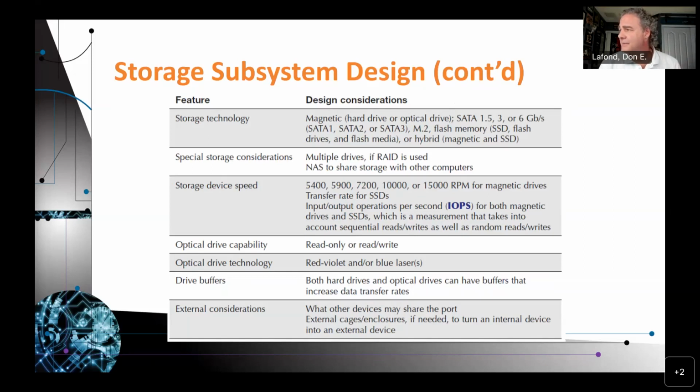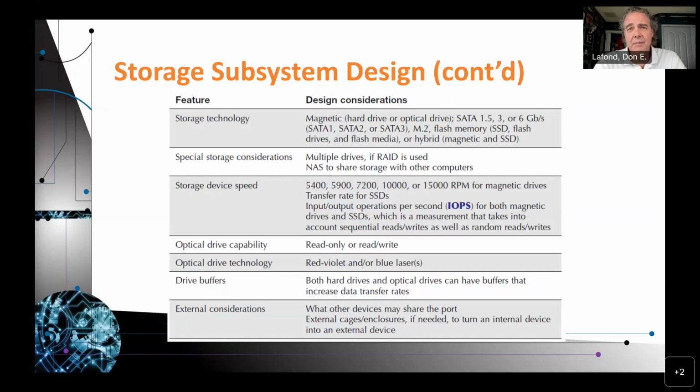Let's see. Input-output operations per second, IOPS, for magnetic drives and SSDs. Now, you actually see that. That's a critical element when you are shopping for an SSD. It's the measurement of how fast it can read and write onto the drive. And that's critical.